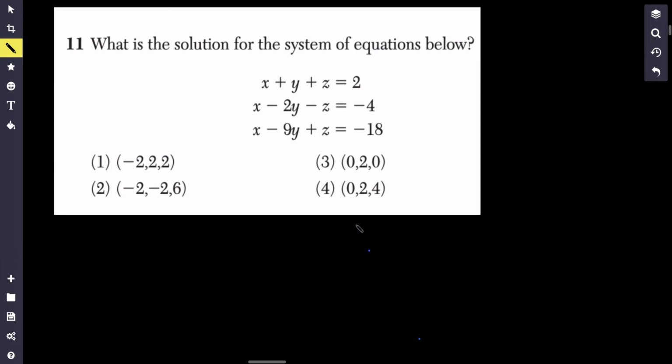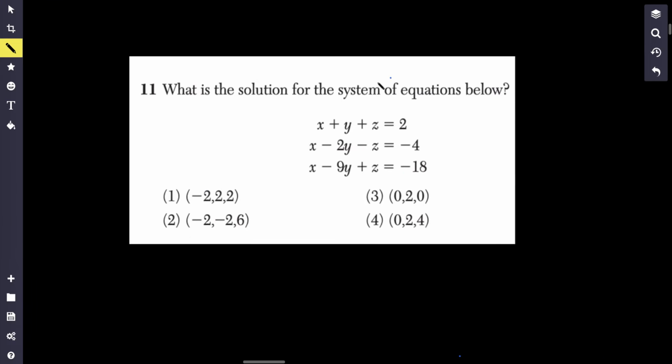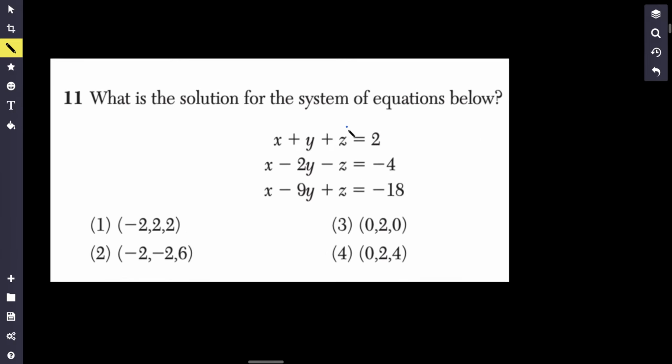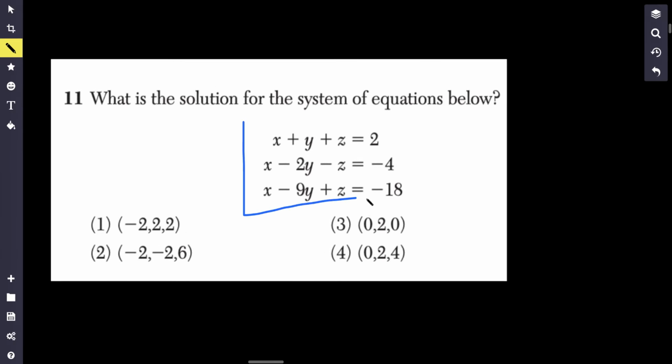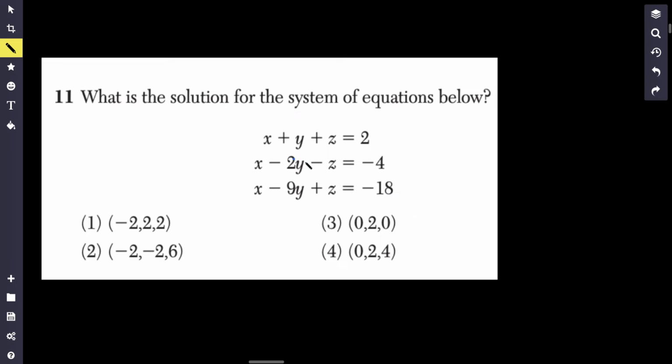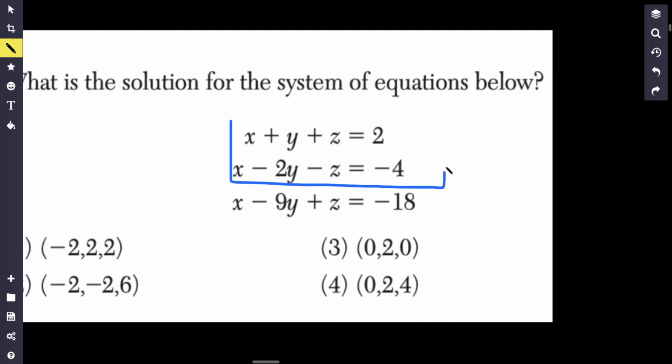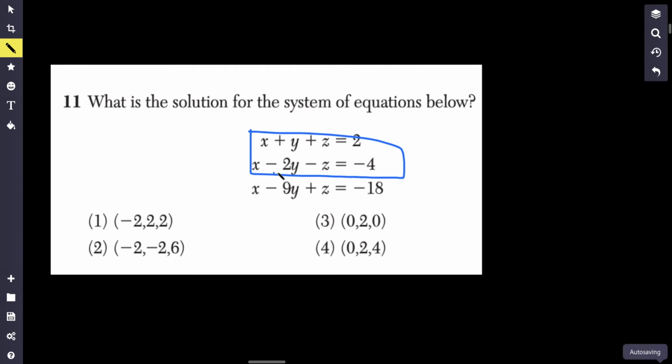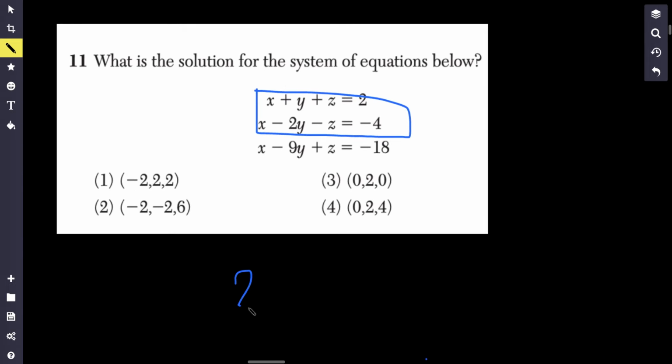Now to solve this 3-variable system of linear equations, because I believe in you guys that you can solve 2-variable systems of linear equations, from a 3-variable system you can actually create a 2-variable system of linear equations. What do I mean by that? Well, let's add these 2 equations together. So if I add these 2 equations together, I'm going to get 2x minus y. The z's cancel out. So then you have 2 plus negative 4.